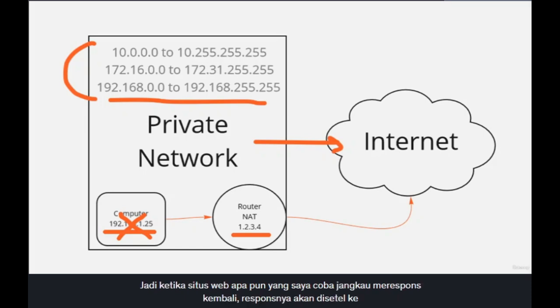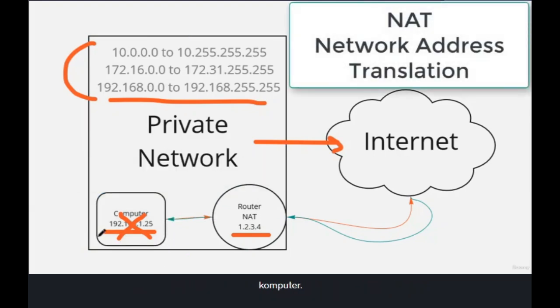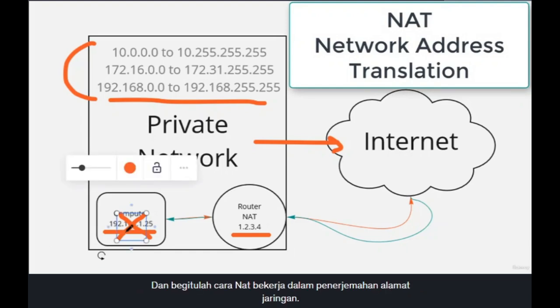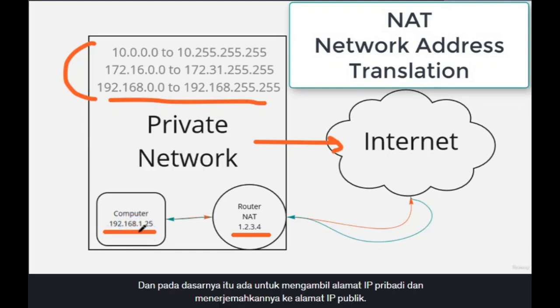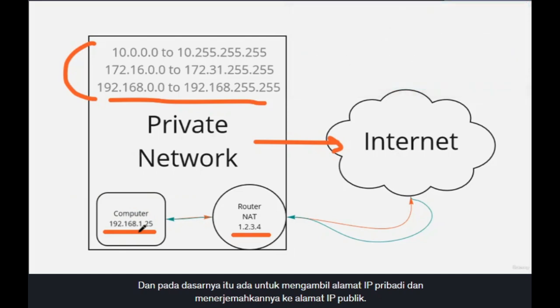And so when whatever website I'm trying to reach responds back, the response is going to be sent to 1.2.3.4, at which point the router will receive that return traffic. It'll pull out that 1.2.3.4 address, and it'll send the response traffic to the original requesting computer. And so that's how NAT works, network address translation. And it basically is there to take a private IP address and translate it to a public IP address. That way, all of the computers on every network don't need to have one of these valuable public IPs.